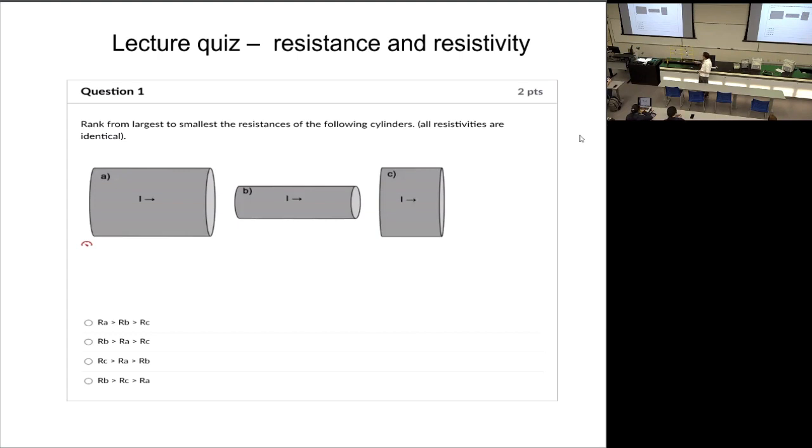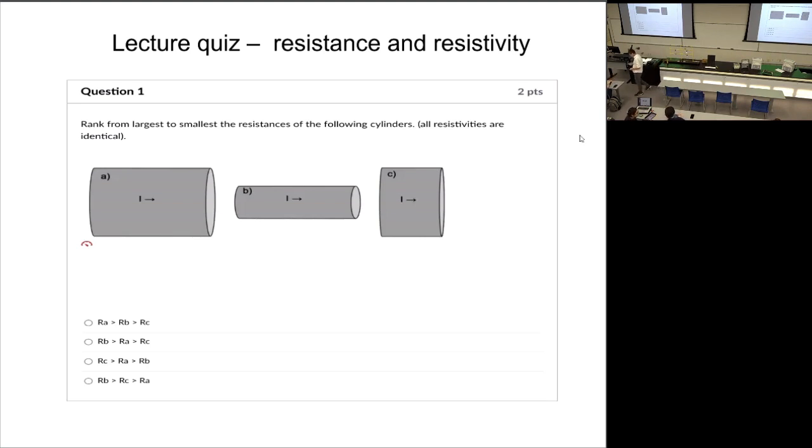So we've got to rank from highest resistance to lowest resistance. Who's got the highest resistance? We'll list that first. Who's got the smallest resistance? We're going to list that last. Okay, so I'll give you a minute or two more to think and discuss it, and then we'll move on.